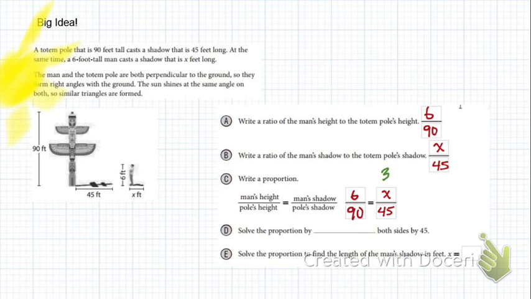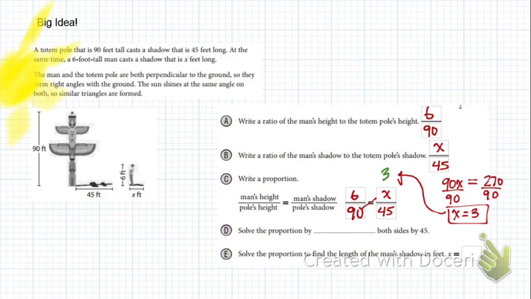So one way to do this is you could cross multiply. You could say 90 times x is 90x, and then 6 times 45 is 270. Divide both sides by 90. So we get x is equal to 3, right? And isn't that the same answer we have right up here? So you could cross multiply, or you could do it in your head.